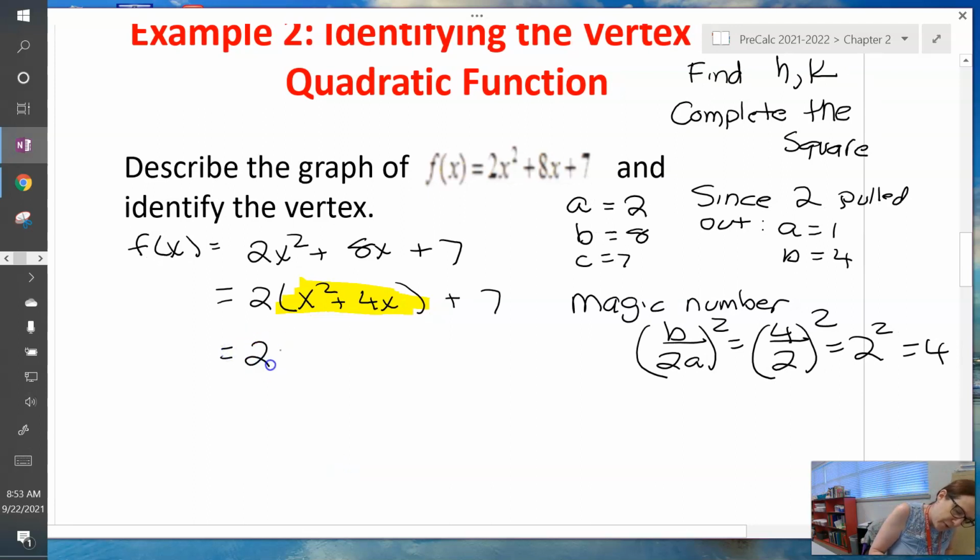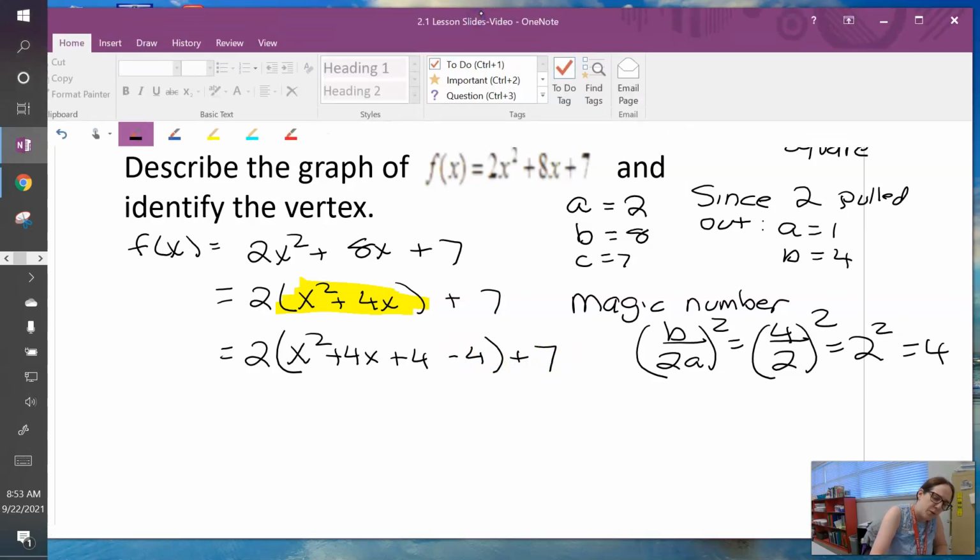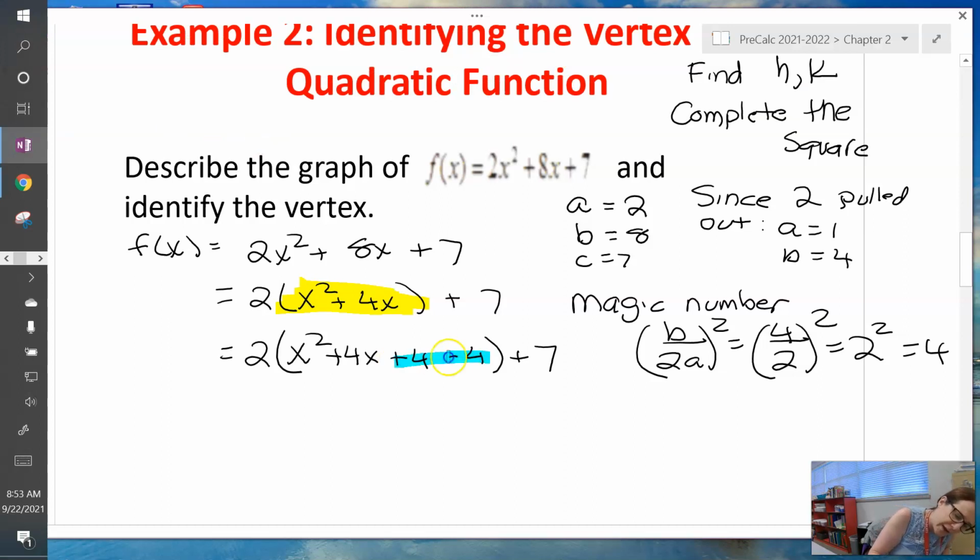So I'm going to have 2 times x squared plus 4x, add 4. Now, because I've added 4 in, to keep from changing my original answer, I need to also subtract 4 plus 7. So make sure you add and subtract your magic number.